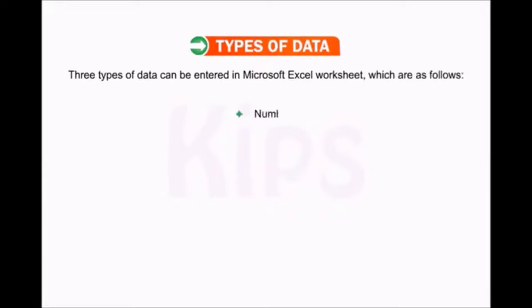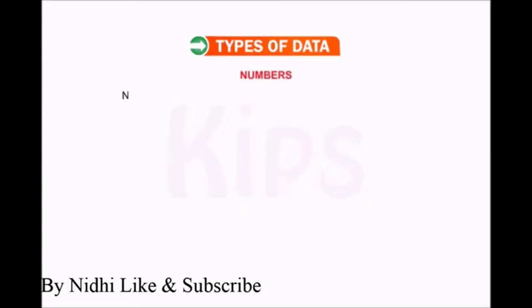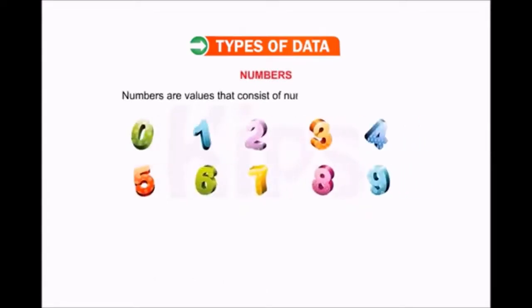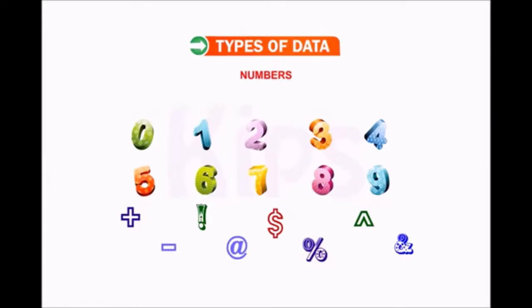Alright, now let us learn about the types of data. Three types of data can be entered in a Microsoft Excel worksheet, which are as follows: numbers, text, and formulae. Numbers are values that consist of numerals 0 to 9 and characters like plus, minus, exclamation mark, at, dollar, percentage, and so on, which are included in numeric data. They can be used in calculations.